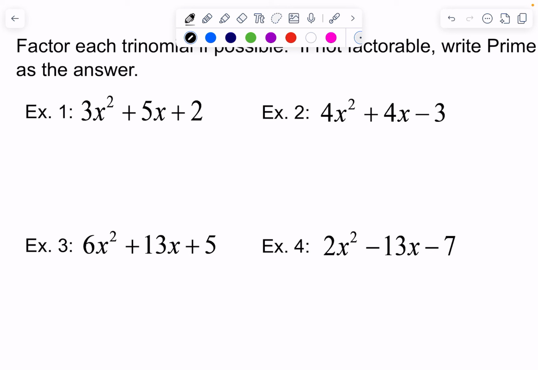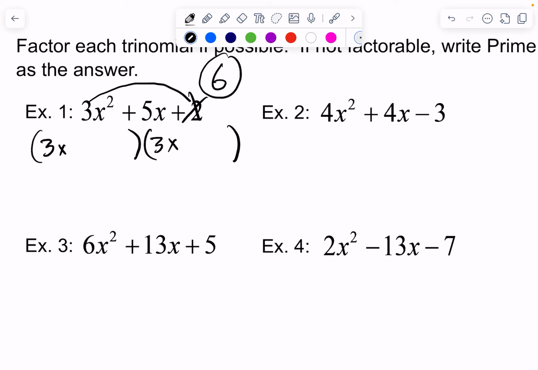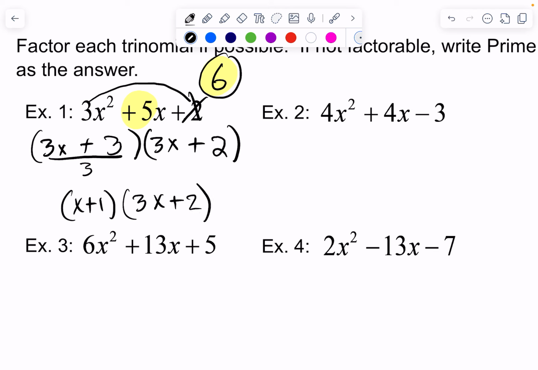Okay, method one, the Cuban method. I'm going to go ahead and put my 3x, multiply a times c to give me a new c of 6. What times what is 6, but when added together is 5? Got a positive 3 and positive 2. 2 times 3 is 6. 3 plus 2 is 5. Imaginary factor of a 3. x plus 1 times 3x plus 2. I am done.